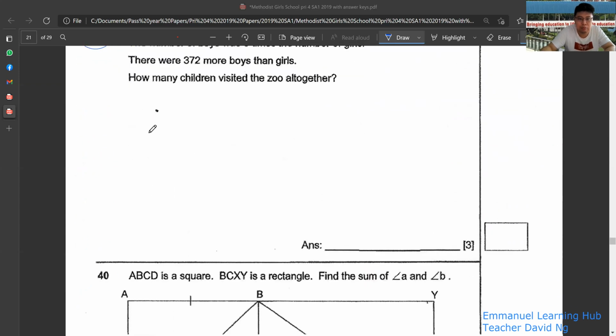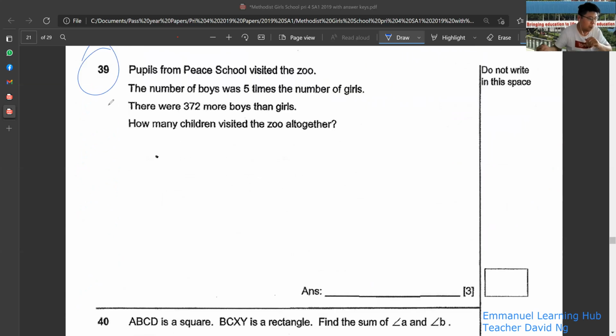39. Pupils from P school visited the zoo. The number of boys was 5 times the number of girls. Okay, so you have boys, you have girls, number of boys 5 times, right?